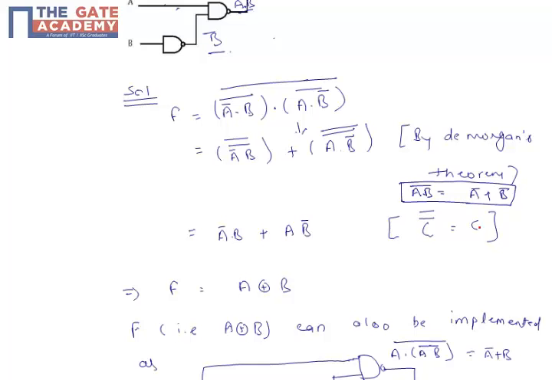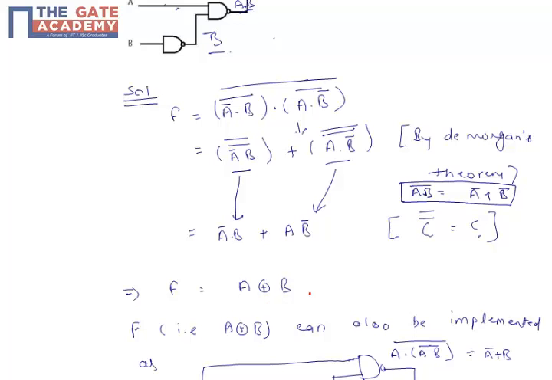Now we also know that if any input is complemented two times, where bar means complementation, the output is the same as the input. So from this we will get this, which is A bar into B plus A into B bar. Now we know from our previous studies that this is the representation of an XOR gate, so F is equal to A XOR B.